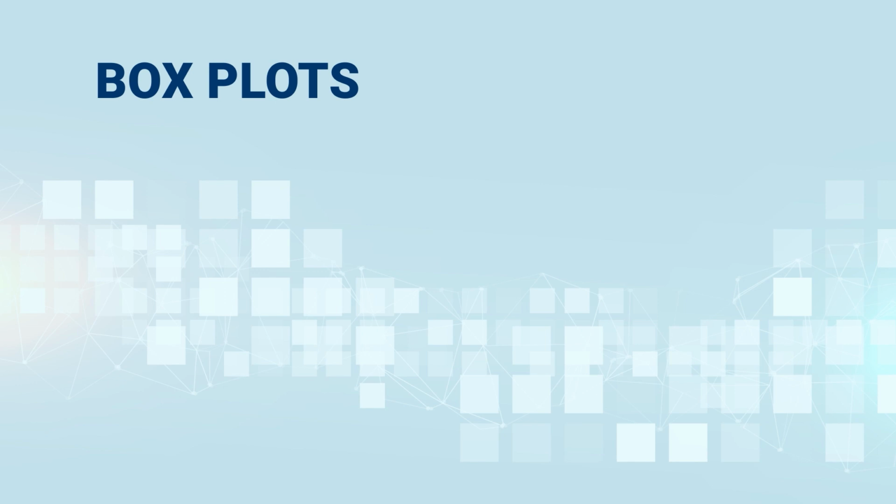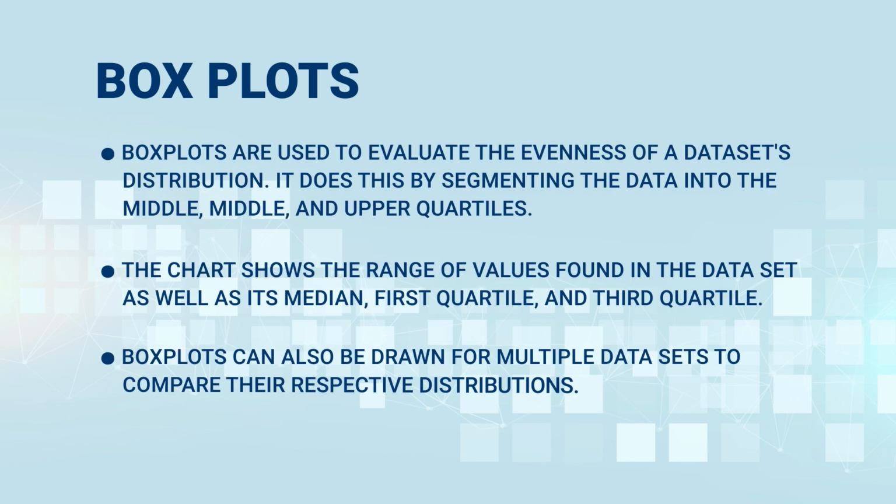A box plot is used to evaluate the evenness of a data set distribution. It does this by segmenting the data into middle and upper quartiles. The chart shows the range of values found in the data set as well as its median, first quartile and third quartile. I'll show you what I mean by this. Box plots can also be drawn for multiple data sets to compare their respective distributions. So mostly a box plot will be used to check the evenness of the data, and it will show you the respective distribution of different data sets also.